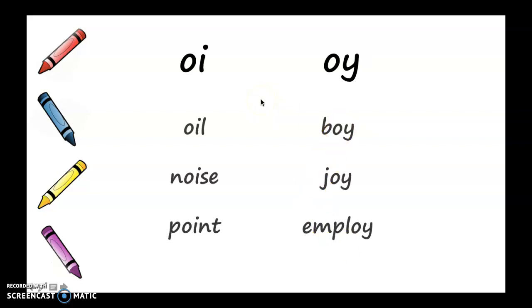We also have two sets of words that have the oi sound. The letters OI and OY are spelled differently, but they make the same sound, oi. For example, for the OI spelling, we have words such as oil, noise, and point. For OY, we have boy, joy, and employ.